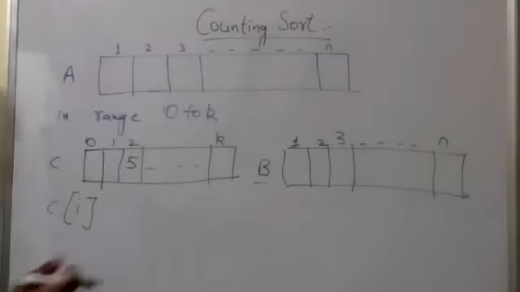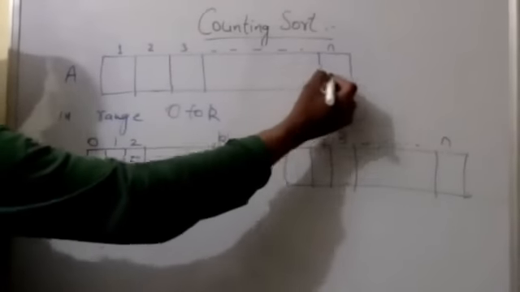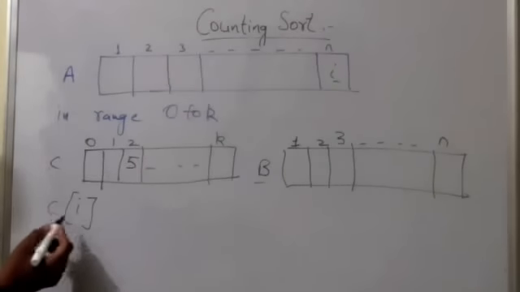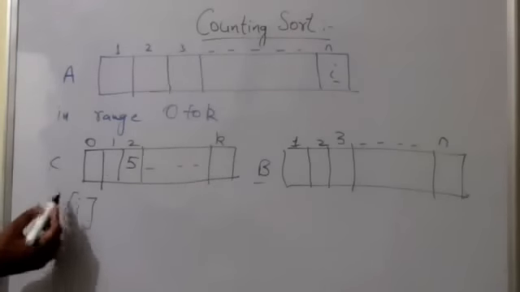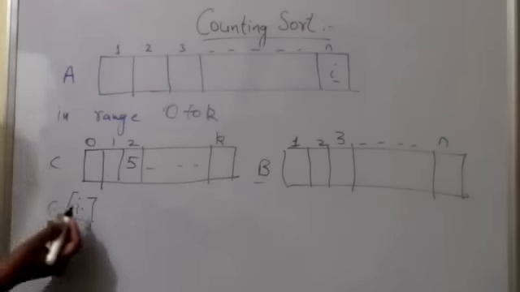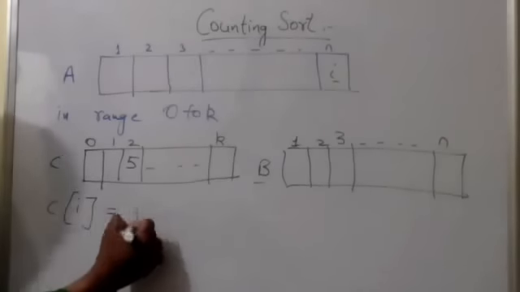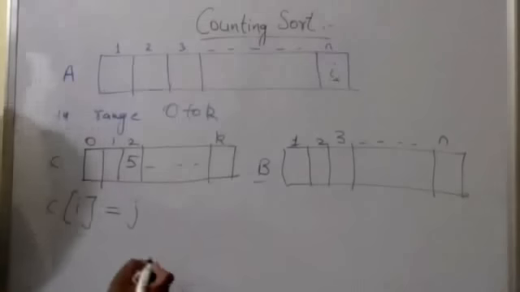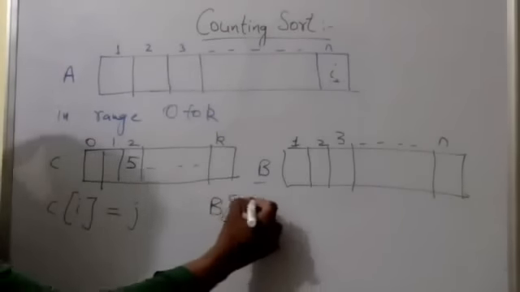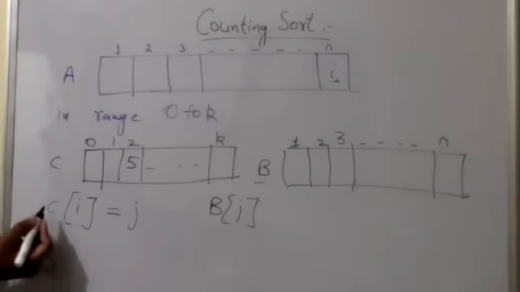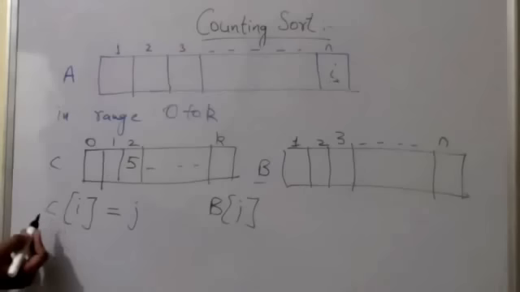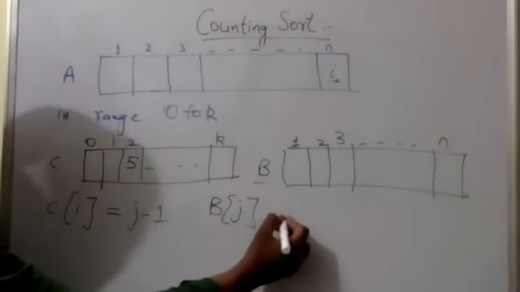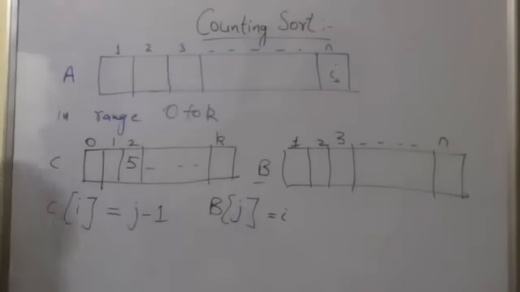Suppose the last element of array A is I. Then we will access the element at index I in array C. Now suppose the element at index I in array C is J. Then we will store element I in array B at index J, and after this we will decrease the value stored at index I in array C by 1. It will be more clear after this example.